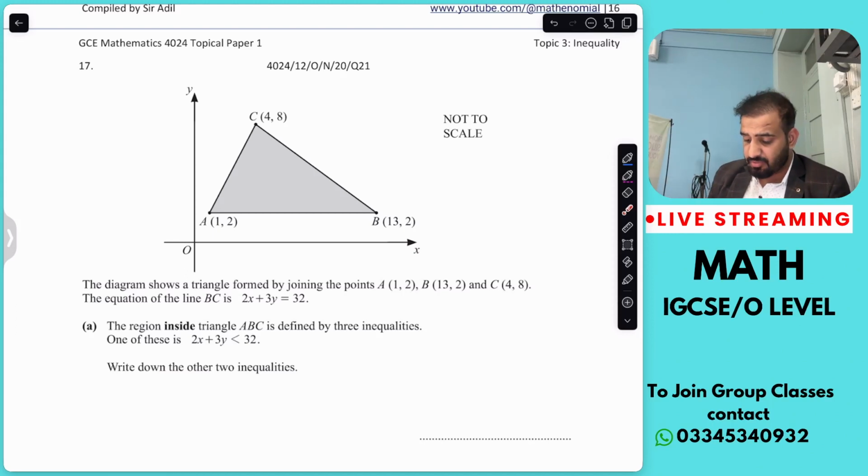So we are starting from question 17. The diagram shows a triangle formed by joining points A, B, and C. The equation of the line BC is 2x plus 3y is equal to 32.